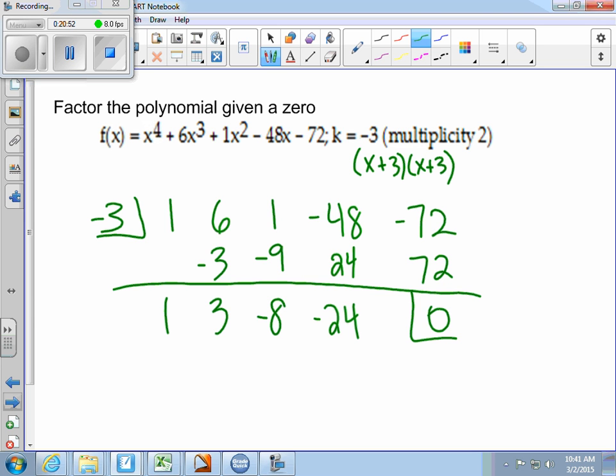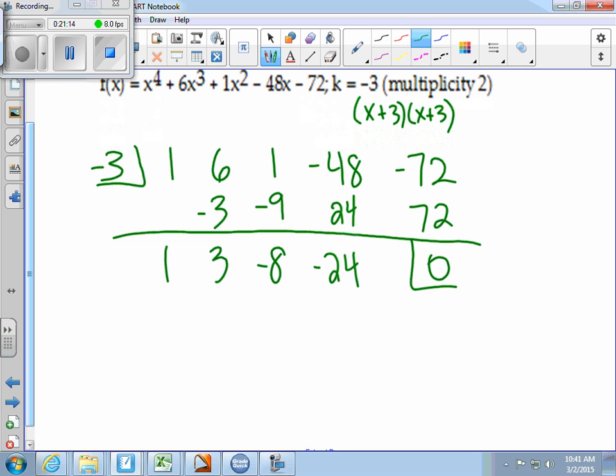If I don't get 72 there, I did something wrong, right? Because it told me it was a zero. So if it's a zero, it better go in evenly. So if you had accidentally done plus 3, it probably wouldn't have worked. So you have to go, okay, what did I do wrong? Okay, so if I were to write this as a polynomial, wouldn't it be x cubed plus 3x squared minus 8x minus 24? Which I still can't factor. So you should do it again.